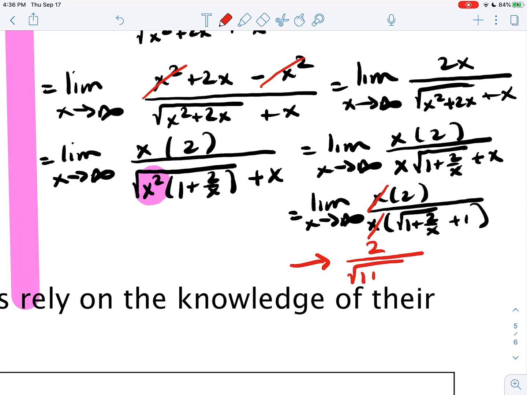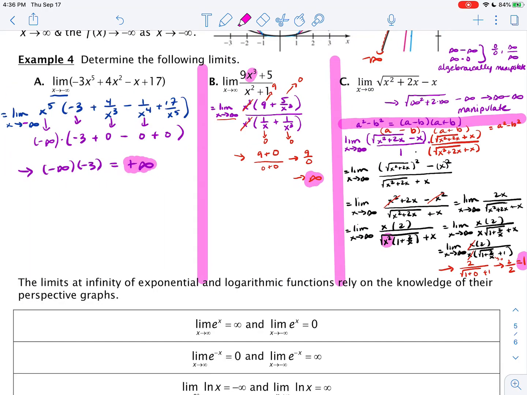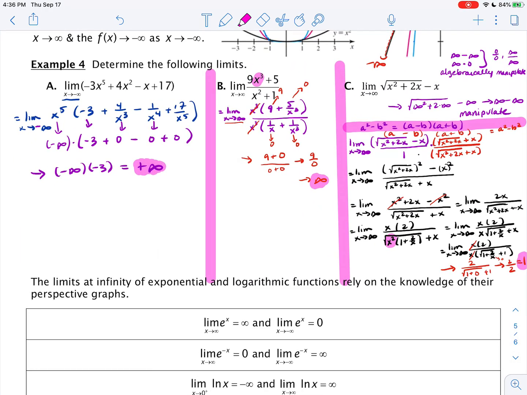So this is going to go to 2 over the square root of 1 plus 2 over x, where 2 over x is going to go to 0, or 2 over infinity. And then I have plus 1, and that's going to go to 2 over root 1 plus 1, which is going to be 2 over 2. And my answer here is going to be 1. That's what my limit is.